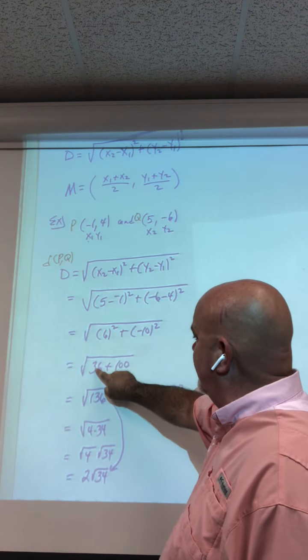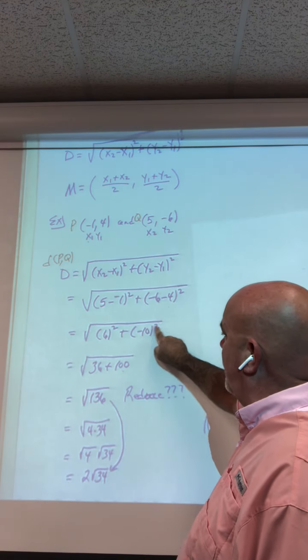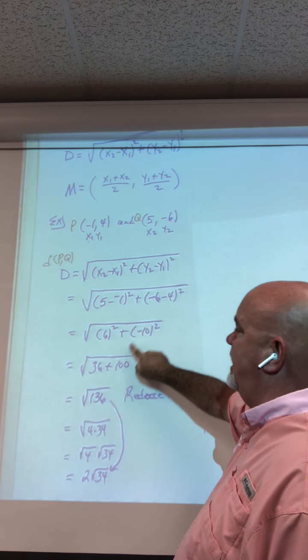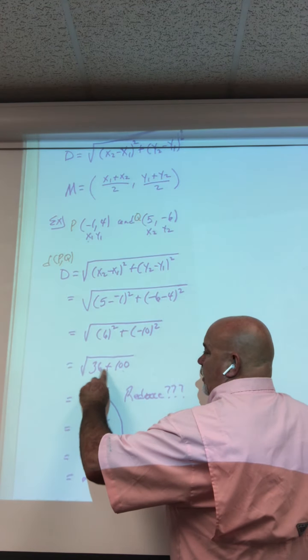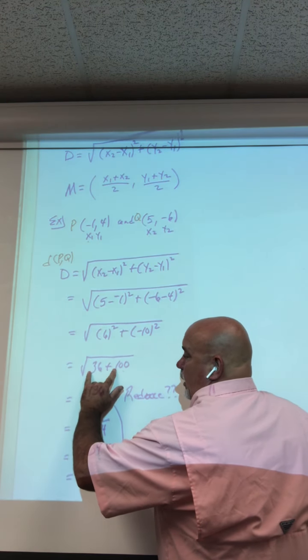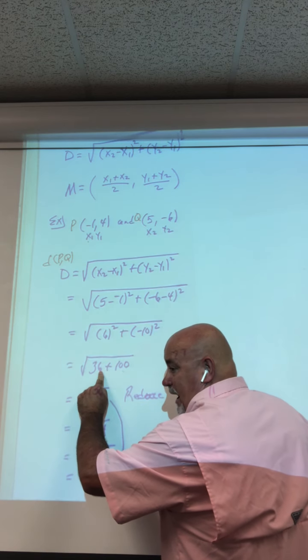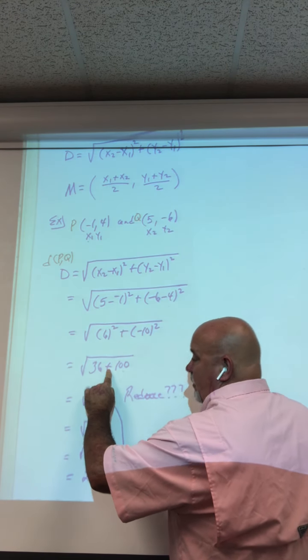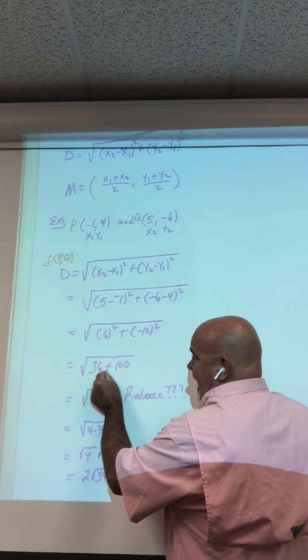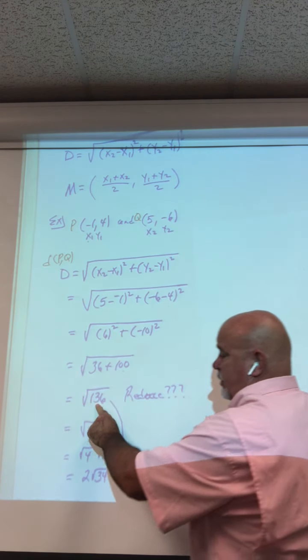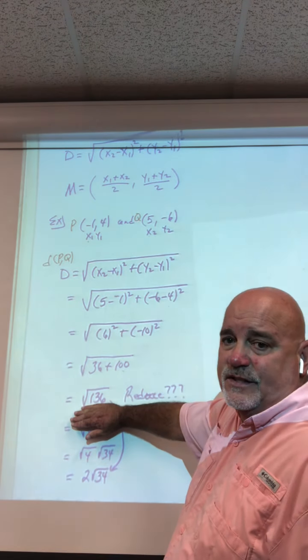6 squared is 36. Negative 10 squared is negative 10 times negative 10, which is 100. Now remember, when you're adding under a square root, you can't do them separately. You can if you're multiplying. You can if you're dividing. But you can't if you're adding and subtracting. So you have to add the two numbers together first. All right, square root of 136.